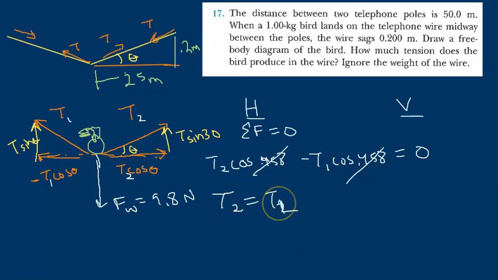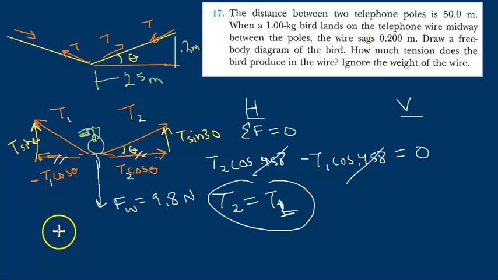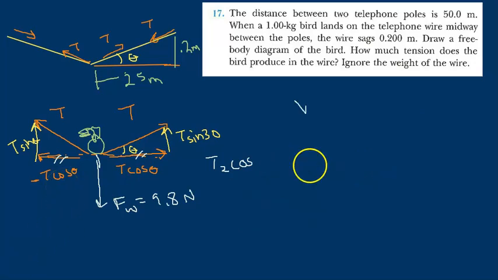Oops. So bring that over to the other side. T2 equals T1. Okay, you don't have to prove that. By symmetry, you can see these two forces must be equal, so the tensions must be equal. Okay, but I just want to show you that's where that came from. So horizontally, these two forces are just canceling each other out. So what's important is vertical. Okay, so we're going to do the vertical column.